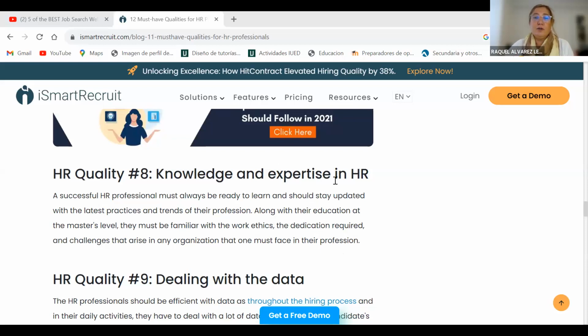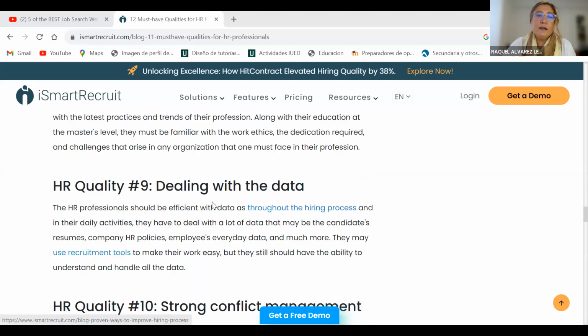So obviously you have to be an expert in human resources in order to create the worker profiles for your company. Also, obviously, when you are recruiting people or when you are working in a human resources department, it's important to deal with all kinds of data, the data that your candidate is going to give you in the resumes or in the curriculum vitae, the policies in your company. So you have to deal with a lot of different data.